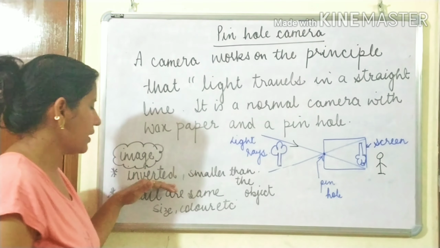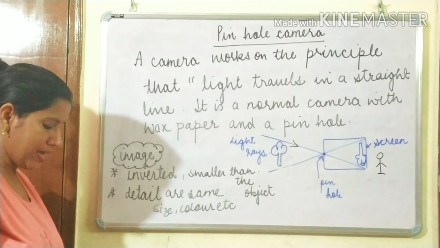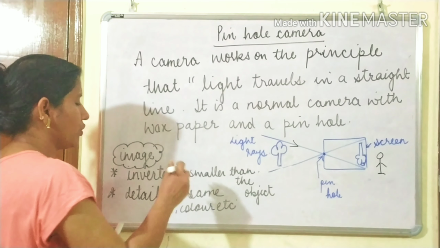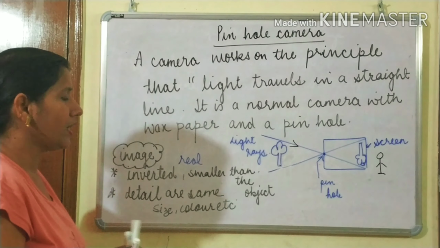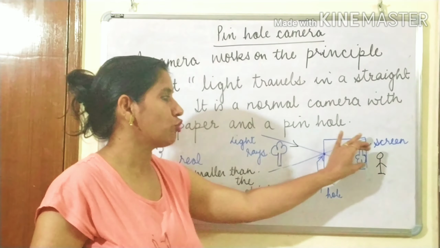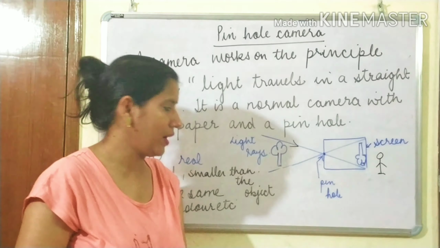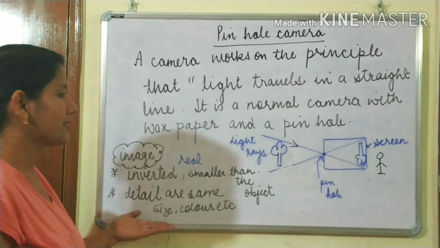So the image which is formed is inverted, and the image which is formed is actually real. वो रियल होगी, इन्वर्टेड होगी. जितना बड़ा ऑब्जेक्ट है उससे थोड़ी छोटी होगी. Fine. Next, details are same.